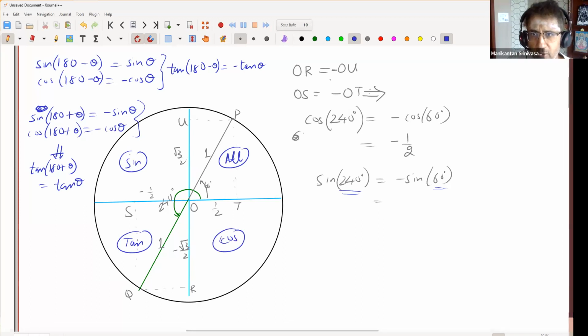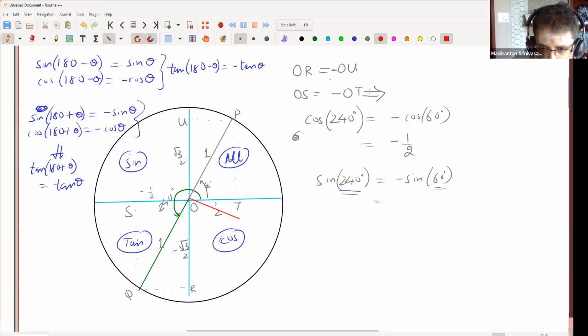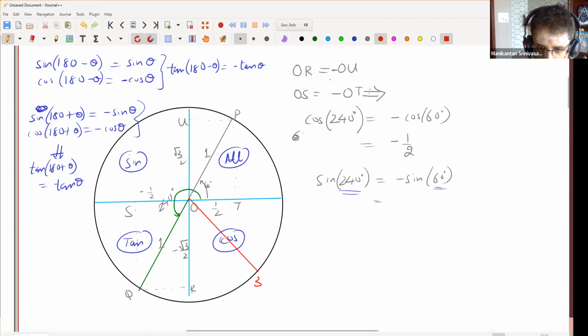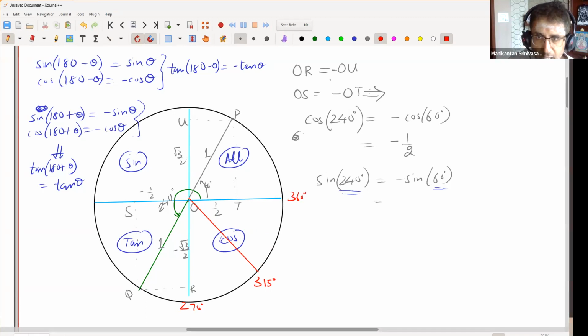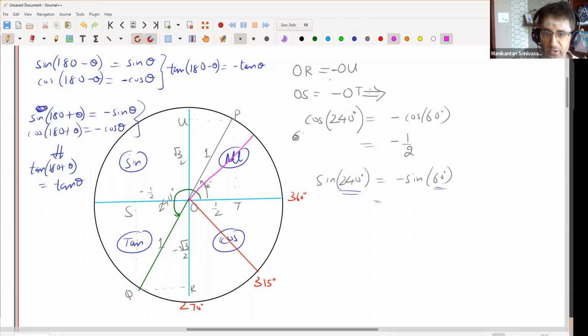Okay, so similarly, one example in the fourth quadrant, let's say. Let me take 315 degrees, which is halfway between 270 degrees and 360 degrees. So the equivalent angle in the first quadrant would be the 45-degree line here. The principal angle for that would be 45.